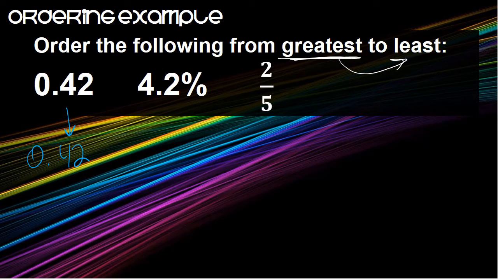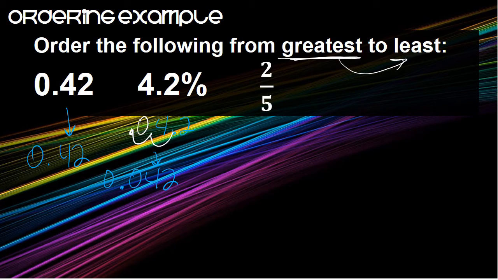If I go 4.2%, when I rewrite that, I have to move my decimal point 2 spaces to the left, 1, 2. And then I add 0 in the tenths place. So 4 2/10% comes out to 42 thousandths as a decimal. And here I have 2/5.